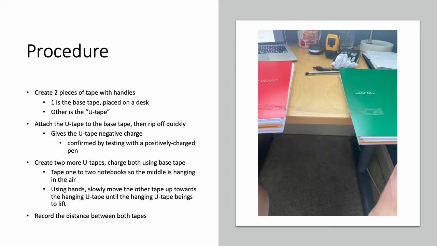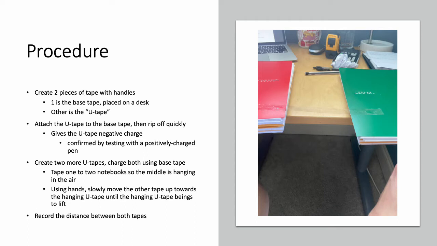So the procedure, you can see a little photo of part of my procedure on the right side. What we're going to do is create two pieces of tape with handles. One of them is going to be the base tape, which is going to be placed on a desk, and the other is our quote-unquote U-tape. What we do is we attach this U-tape to the base tape and then rip it off quickly to give the tape a negative charge. We know it's a negative charge because we test it by comparing it with a positively charged pen, and they appear to attract.